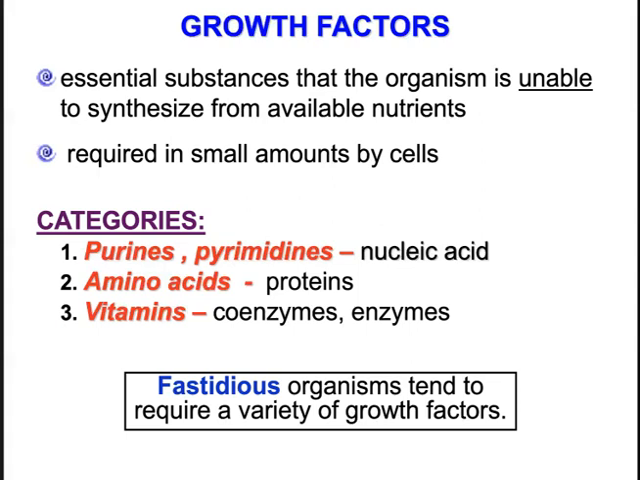So, a lot of our disease-causing or pathogenic organisms are fastidious. Like Neisseria gonorrhoeae, for example, is considered a fastidious organism. Mycobacterium tuberculosis is also a fastidious organism. It would require a multitude of growth factors and other elements in order for them to grow luxuriantly in an artificial environment.